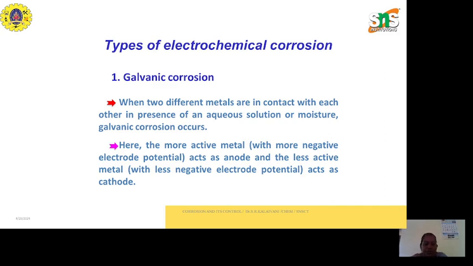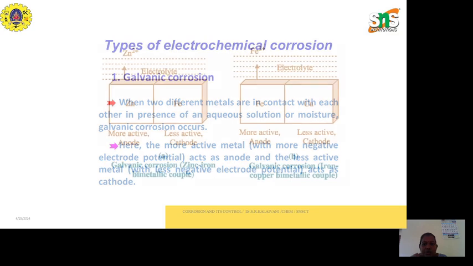Electrochemical corrosion is possible. The first type is galvanic corrosion. When two dissimilar metals are in contact with each other in the presence of an aqueous solution or moisture, galvanic corrosion occurs. Here, the more active metal with the more negative electrode potential acts as an anode, and the less active metal with less negative electrode potential acts as a cathode.